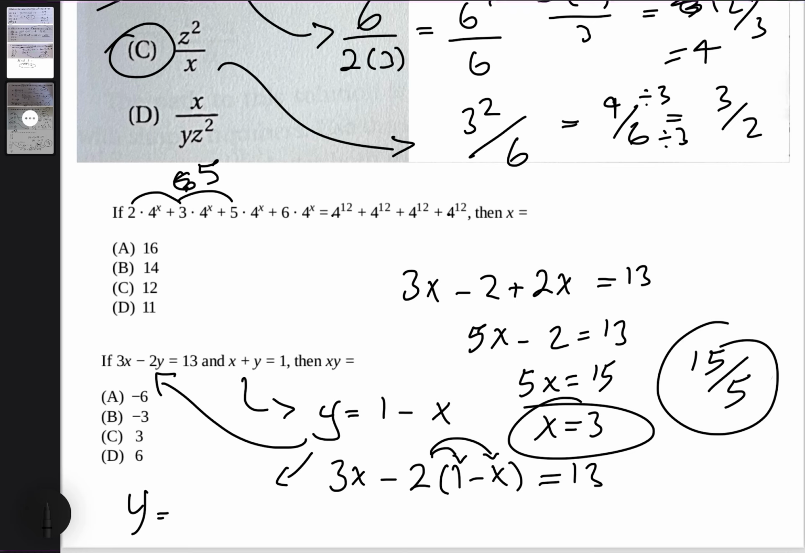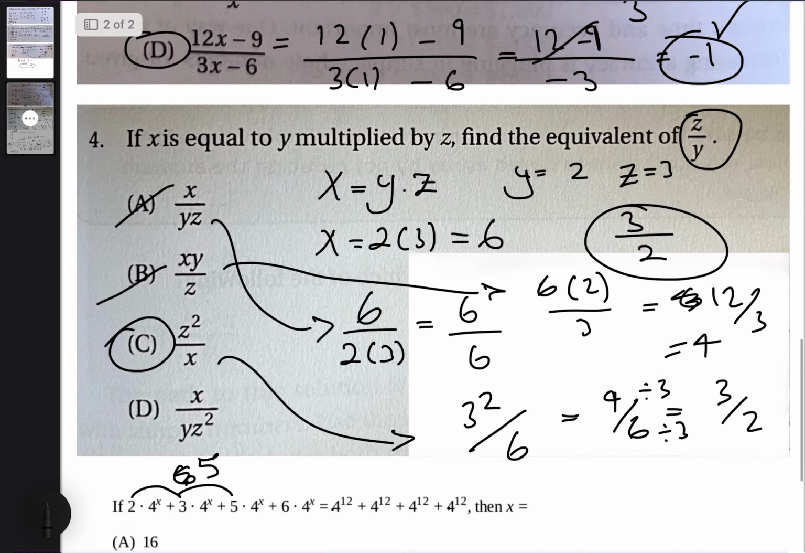We can find the value of y. Y is going to be 1 minus 3, which is negative 2, right? If we plug x back in there, we're going to get 1 minus 3, which is negative 2. So now the question is asking us, what is the value of x times y? So we're going to have to multiply the x, which is 3, by y, which is negative 2. The answer is negative 6. That means choice A is the correct answer.